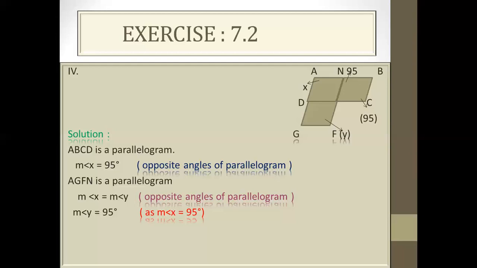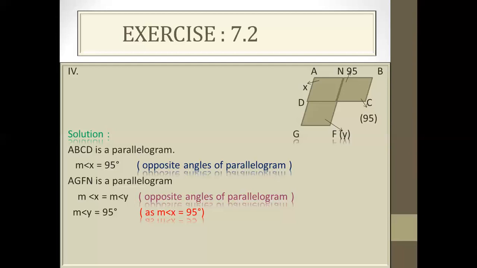lines, they are alternate angles. Y and 95, we discussed already these angles in 7.1. If you don't want to take the parallelogram AGFN, you can also write Y degree is equal to 95 degree. And what will be the reason? They are alternate angles of the parallel lines.